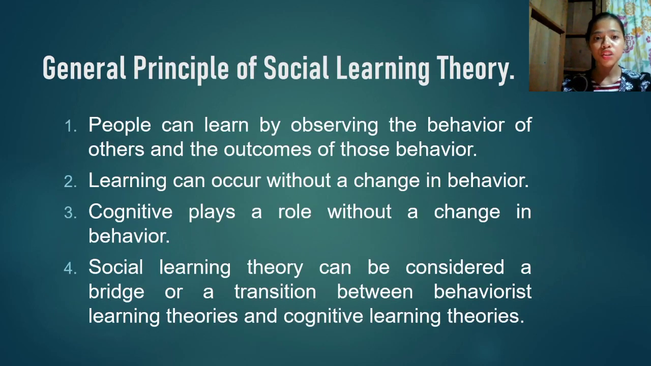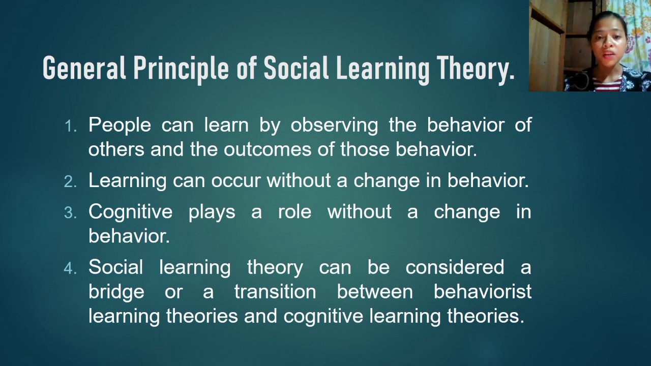So let's talk about the general principles of social learning theory. Number one, people can learn by observing the behavior of others and the outcomes of those behaviors. Ibig sabihin nito, maaaring matuto sa pamamagitan ng pagmamasid sa pag-uugali ng iba at sa mga resulta ng pag-uugali iyon. Because the outcomes of those behaviors, kung ano yung pinapakita mo sa isang tao, babalik din sa iyo yan.